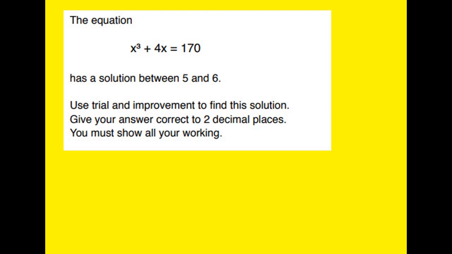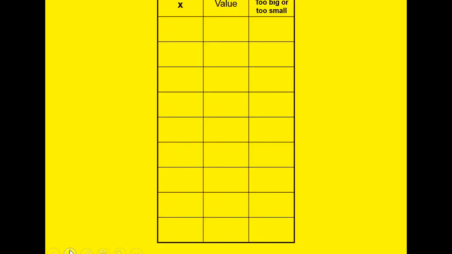So x cubed add 4x needs to equal 170. You're given a starting point. It's between 5 and 6. Use trial and improvement now, and I want to use 2 decimal places. Show all your working. So this one's a bit harder. So there's my answer, but let me show you how I'd set it out. Okay, so a bigger table I now need because I've got to go to 2 decimal places.